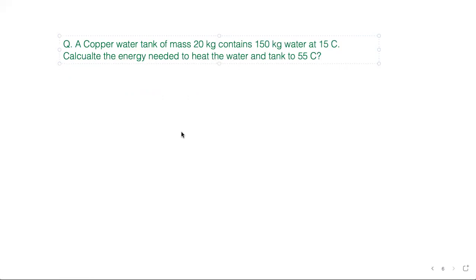What's the specific heat capacity of copper? Ah, so the heat capacity of copper. Very good, 385. So that of copper is equal to 385, yes. And for water, you know, 4200.